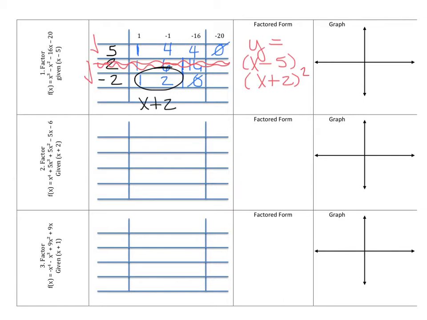So now we're going to look at graphing our factored form of y equals x minus 5 times x plus 2 squared. So the first thing I need to do is graph my x-intercepts, which are 5 and negative 2.